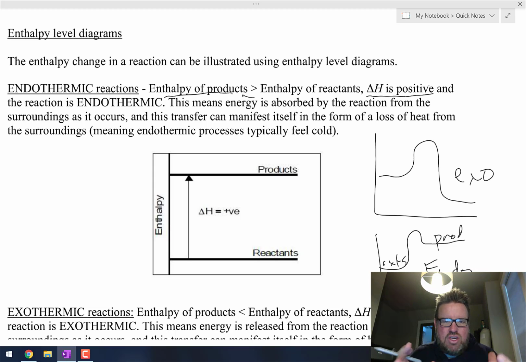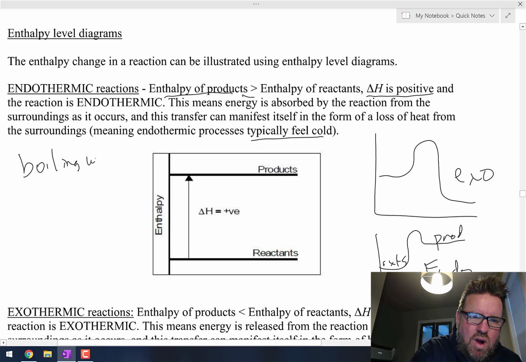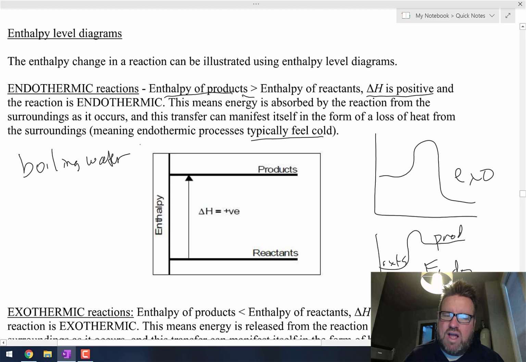So as the reaction happens, the water gets colder, or your hand gets colder, or it takes some heat from something else in order for this to happen. Again, that's why they typically feel cold. Remember, something like boiling water is an endothermic process. You think, well, wait a minute, it's hot. It's hot because you heated up the water.